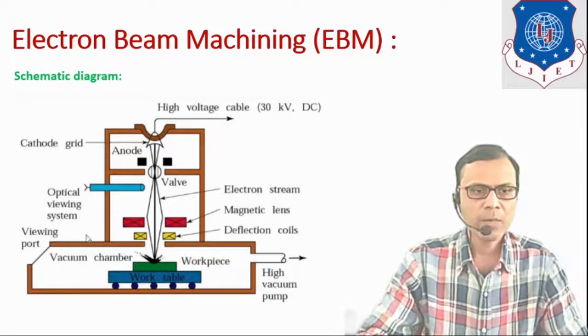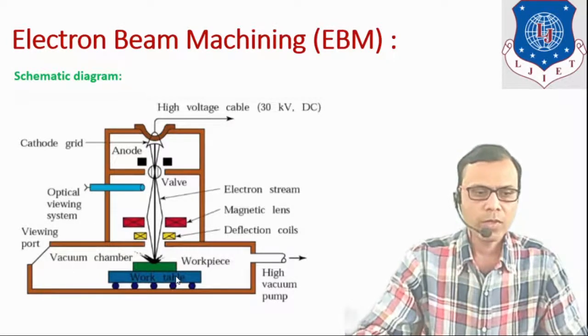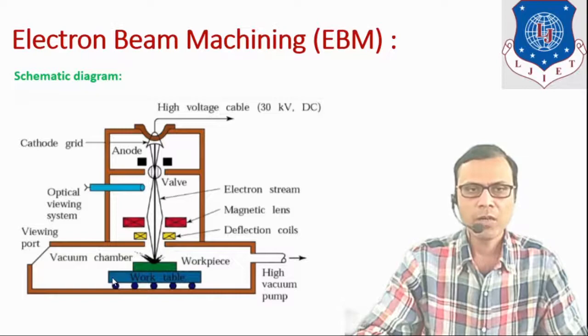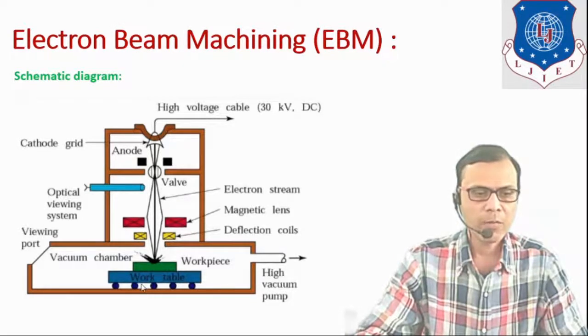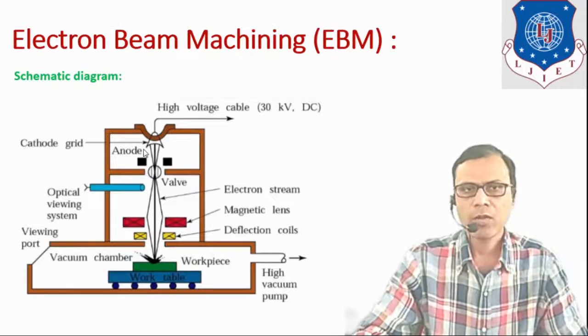It shows the schematic diagram. So it contains one vacuum chamber. The process is carried out in this vacuum chamber. So the workpiece is fixed with the help of this work table in this chamber. The source of the electron beam is the cathode grid, also known as the cathode ray tube.